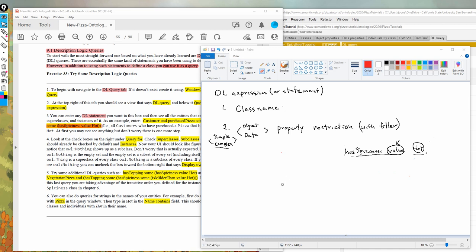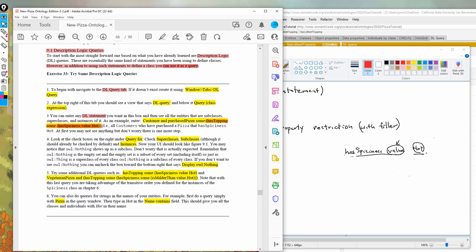Okay, so in this lecture, I'm going to talk about complex property restriction. I'd like to show that this complex property restriction can be a DL expression. So I showed the simple case. Now let's talk about the complex case. As you can see, the complex case has topping some, has spiciness value hot, the whole thing.